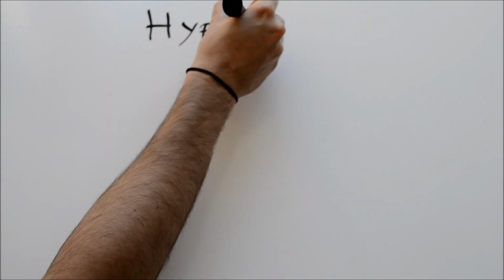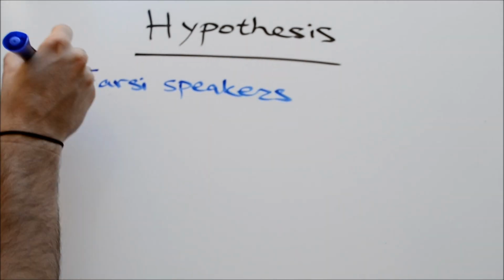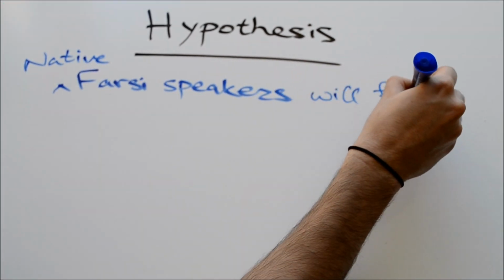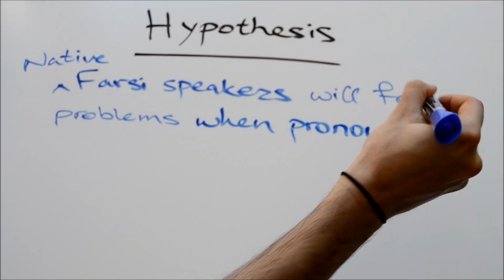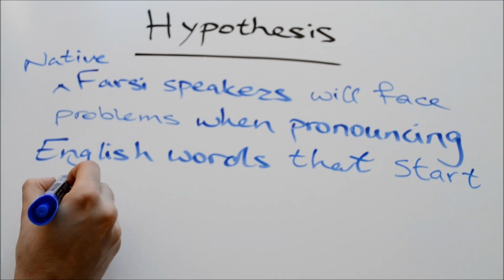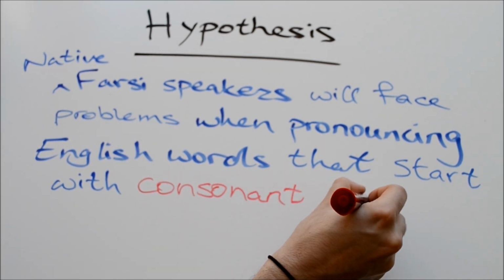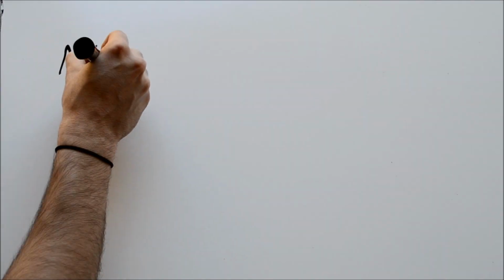This difference made us curious about how native Farsi speakers will pronounce English words that start with a consonant cluster. Since no Farsi words start with more than one consonant sound in the initial position of the syllable, we expected that native Farsi speakers will somehow adjust English words that start with consonant clusters to be able to pronounce them.